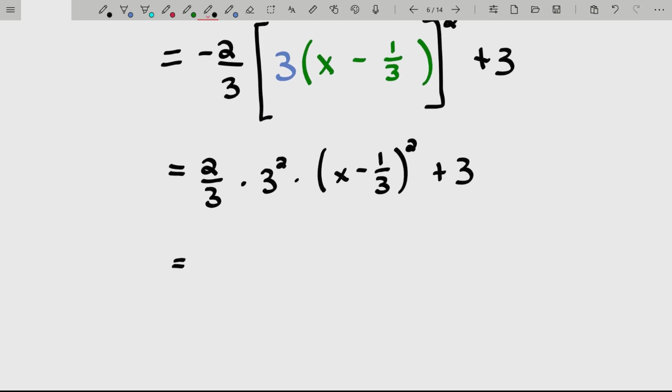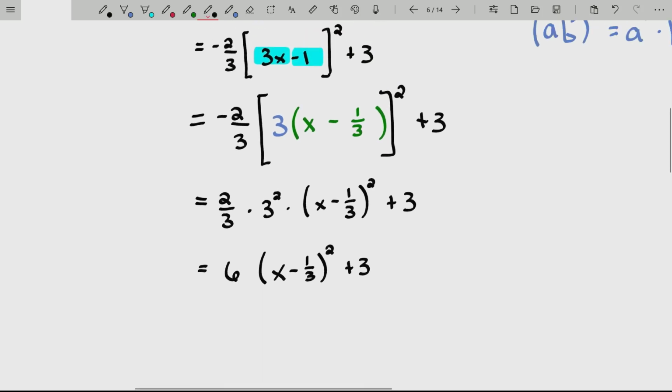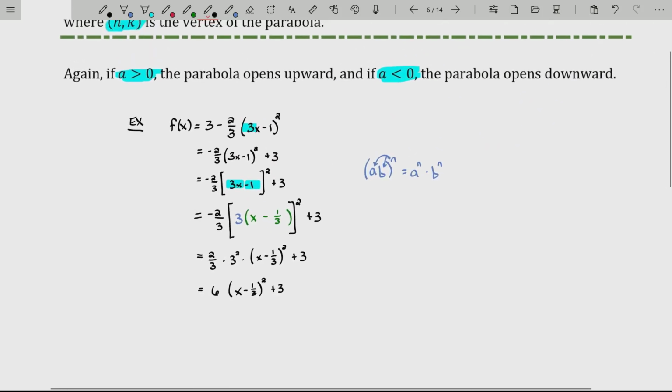That's 9 times 2/3, or in other words, let's see, 3 goes into 9. 3 times 2 is 6. So we have x minus 1/3 squared plus 3. Now this is a lot of work just to get down to say, you know what?